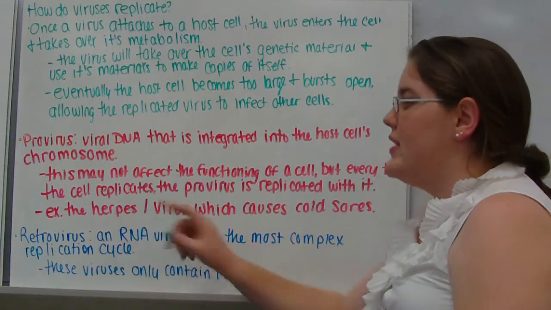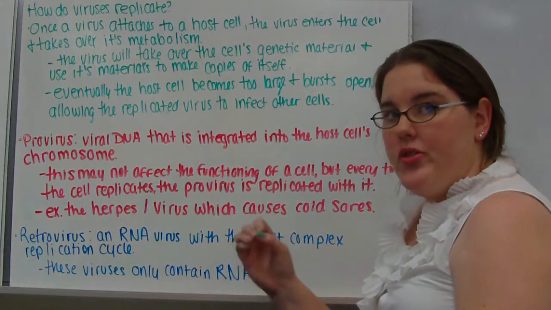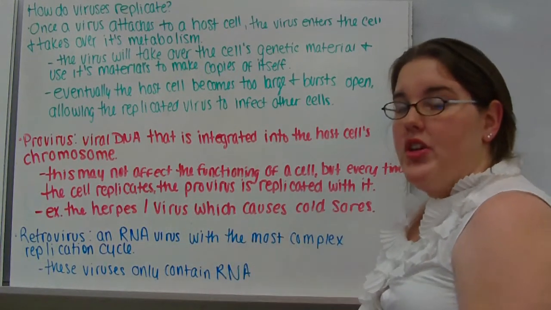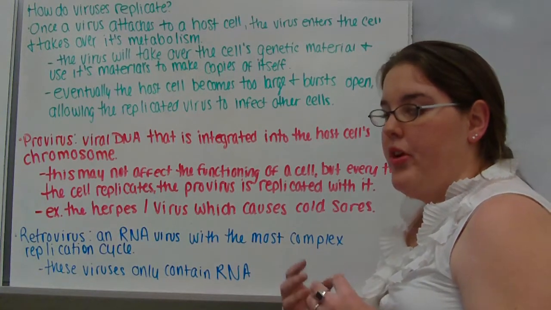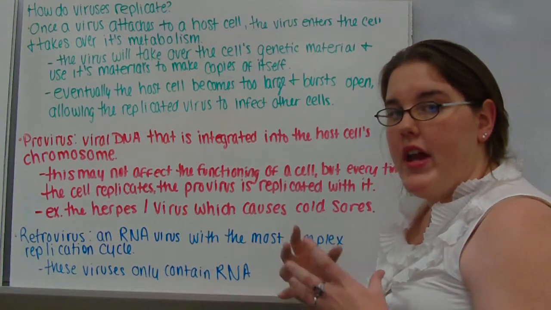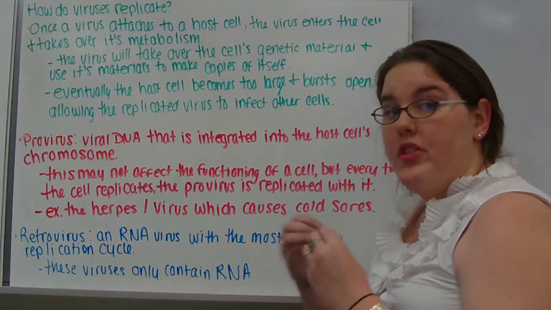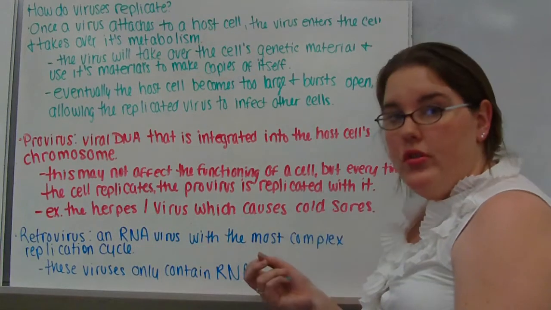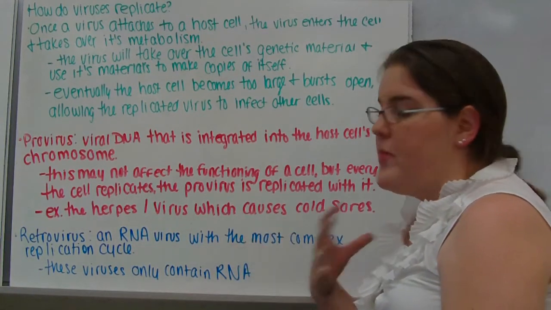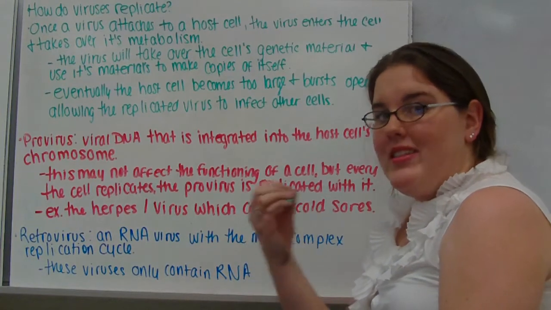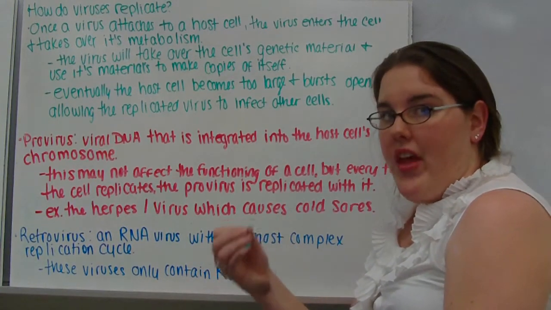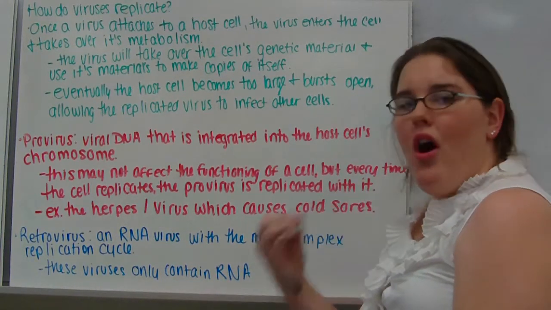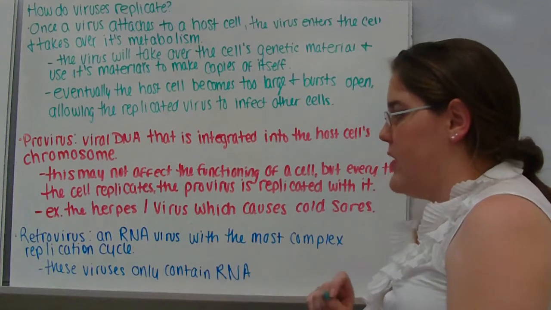However, every time that cell replicates, every time that cell goes through the process of mitosis, the provirus is going to be replicated with it. So you have the problem that these cells might be replicating and creating their own DNA and creating with them this provirus. An example would be the herpes 1 virus, which causes cold sores. The provirus might not always be shown, but it is always there, so it is always replicated with that cell. That's why people will sometimes get cold sores on their lips, but they don't always have a cold sore. It's caused from that herpes 1 virus.